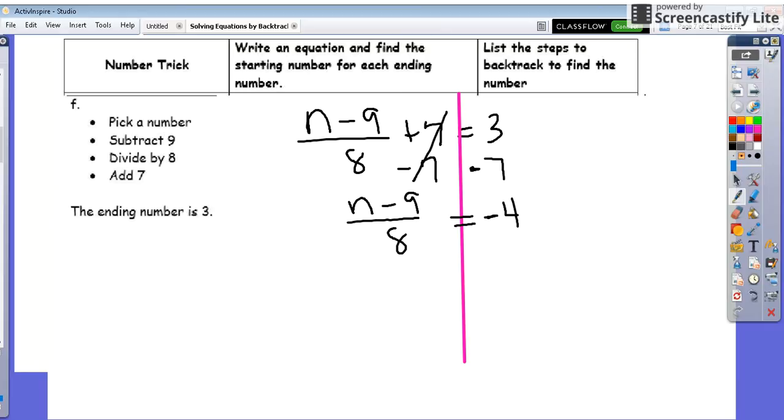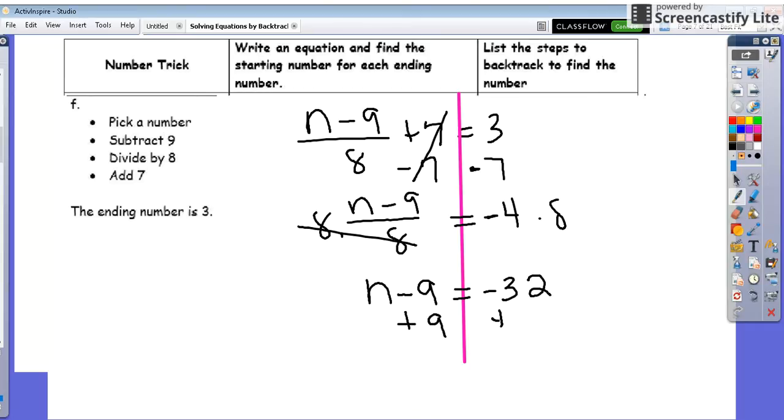It's good practice to get into, is just say the number trick in your head. Pick a number. Subtract 9, divide by 8. So I'm going to multiply by 8. And I'm going to bring down the n minus 9, which is negative 32. Pick a number, subtract 9. So I add 9. And I end up with n equals, and I have a positive and a negative.